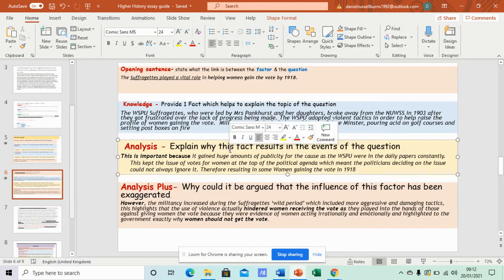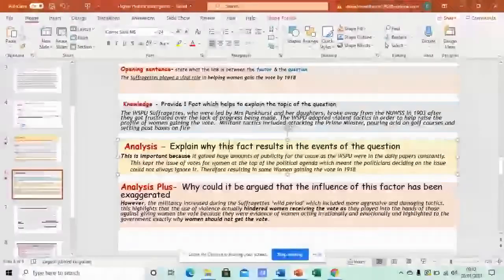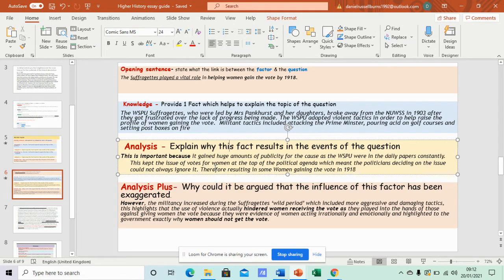So how does our analysis fit in with that then? Explain why this fact results in the events of the question. This is important because, remember, this is our key term that we're always going to use when we start our analysis, because you're demonstrating to the marker, I'm going to analyse now, so it's very easy for them to pick it up. So: this is important because it gave huge amounts of publicity for the cause, as the WSPU were in the daily papers constantly.